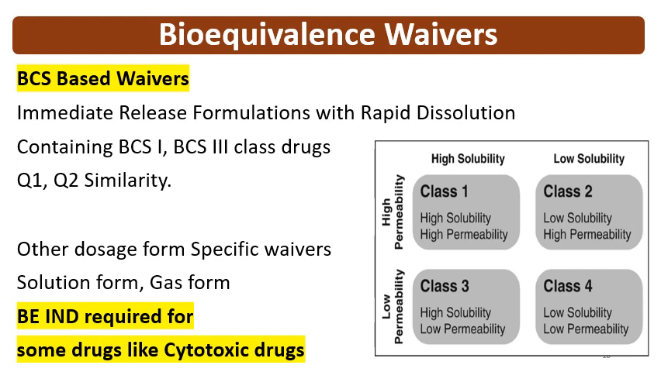Some of the formulations are required to have BIND. That means it is required that whenever going for the bioequivalence studies for these formulations, you have to contact the regulatory authorities with complete data of in vitro testing and stability before initiating the bioequivalence. So BIND is generally required for the drug products which are not safe, and some of the products which contain cytotoxic drugs. So for those BIND is required.